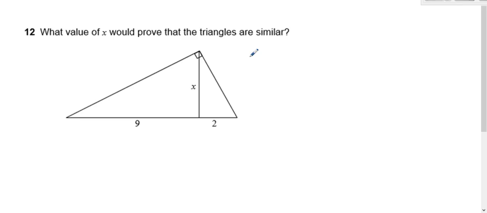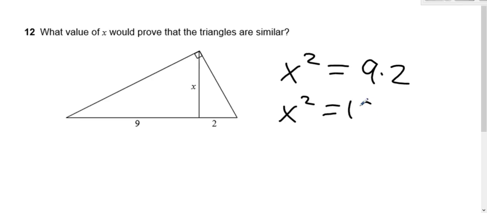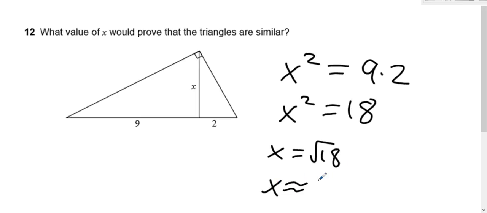So this question is pretty much the same as what we did in number 8. The segment down here in the middle is going squared, equals the two lengths that it intersects with multiplied together. So x squared equals 18. Square root 18, and you can round it to approximately 4.24. Just say 4.2 if you wanted to.